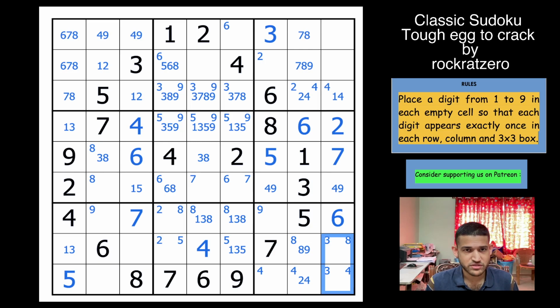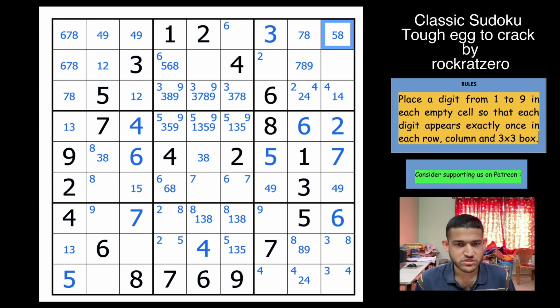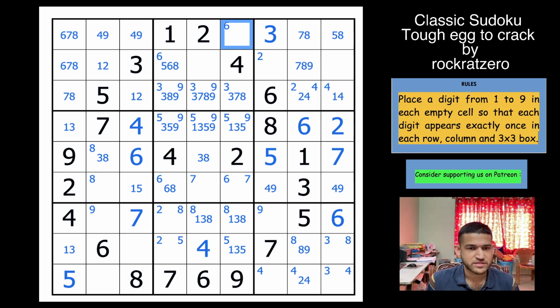Let's look at this row. It feels like something is going on there. 1, 2, 3, 4 and 9. So I'll need 5, 6, 7 and 8. This is not 6 or 7, so this has to be 5 and 8. Almost got a digit in there. So this will be 5, 6, 7, 8.